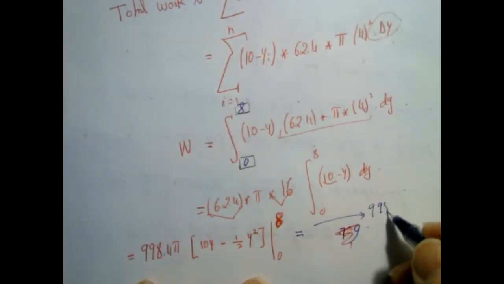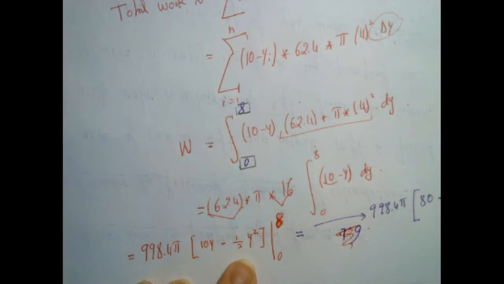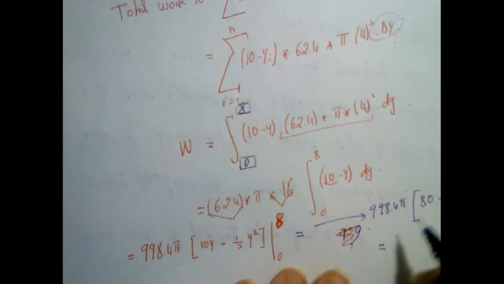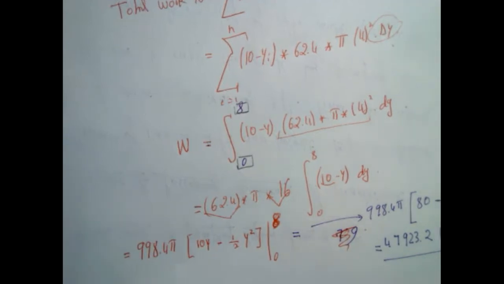And this is going to give me equal to, I'll write it here, 998.4 pi times, at the upper limit, I'll get 80, minus at the lower limit, I will have 64 over 2 minus 32. Give and take a stupid mistake. And then I multiply this whole thing and I got the following number. And my unit was pound foot. Okay. So that's how we are going to deal with those problems.